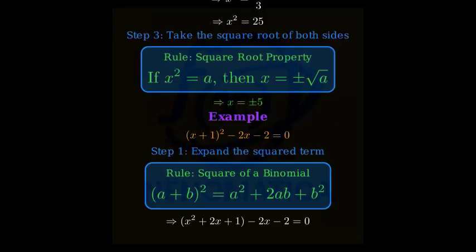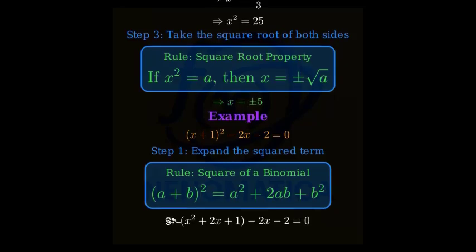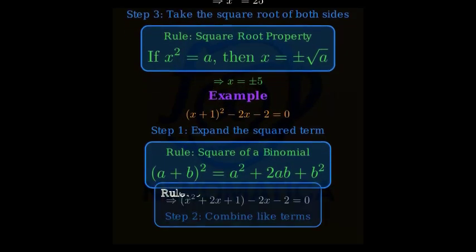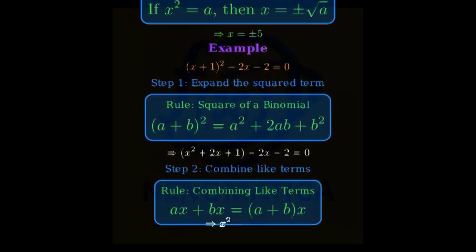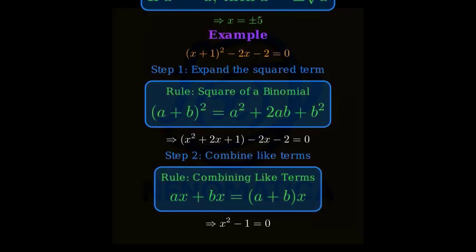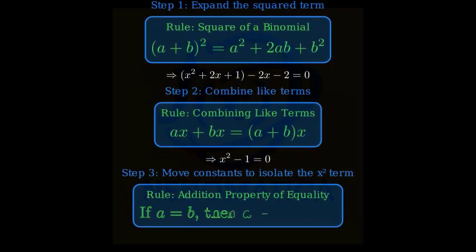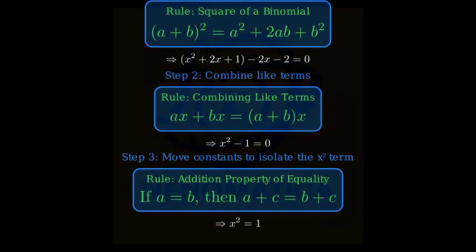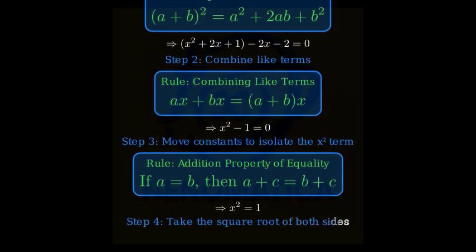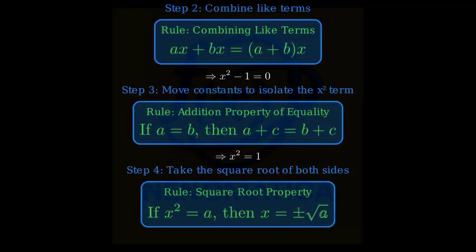Next, we simplify by combining like terms. The 2x and negative 2x cancel out, leaving us with x squared minus 1 equals 0. Now, we isolate the x squared term. Adding 1 to both sides gives us x squared equals 1. Finally, we take the square root of both sides. This gives us x equals plus or minus 1. Let's summarize.